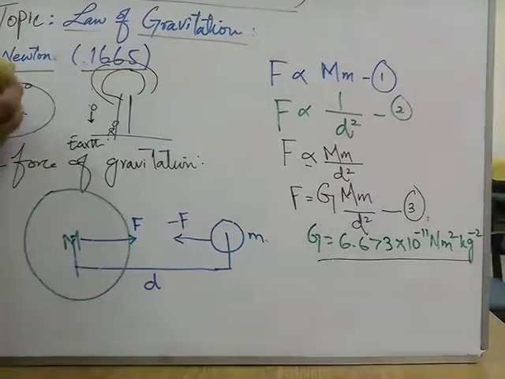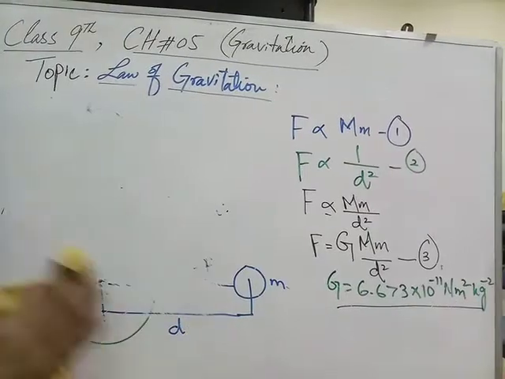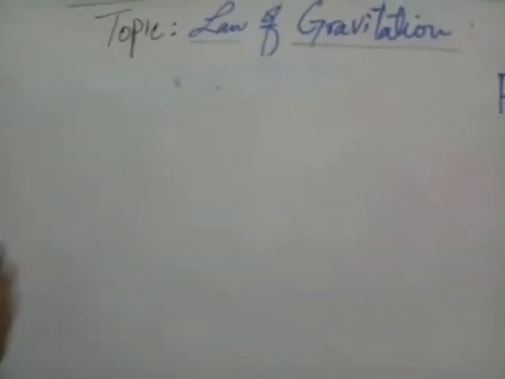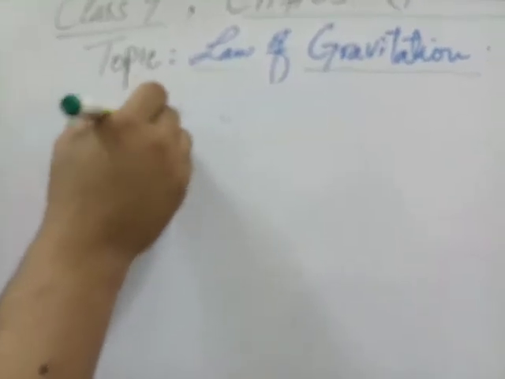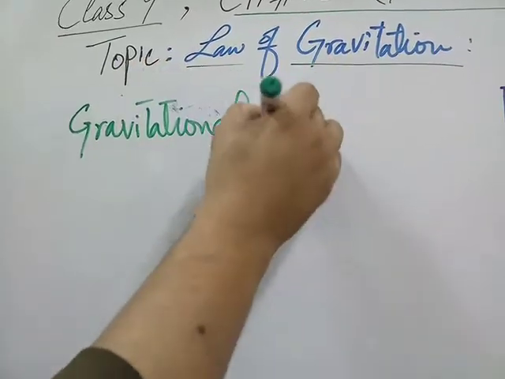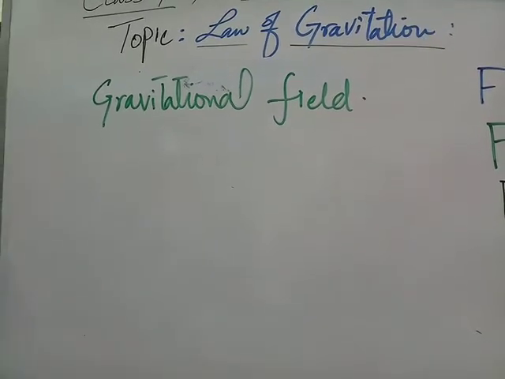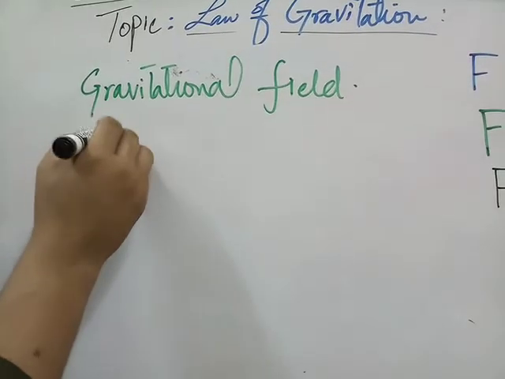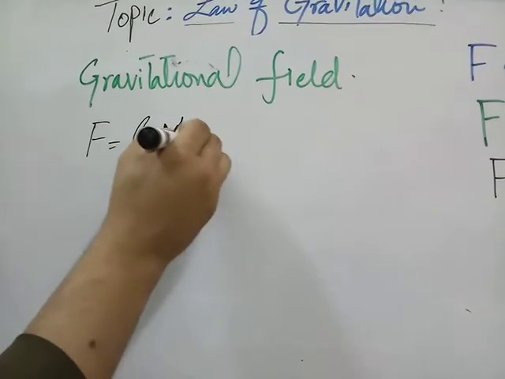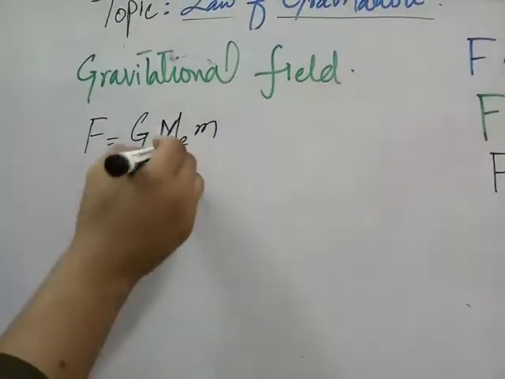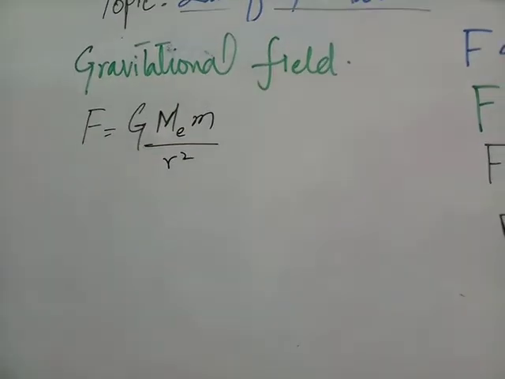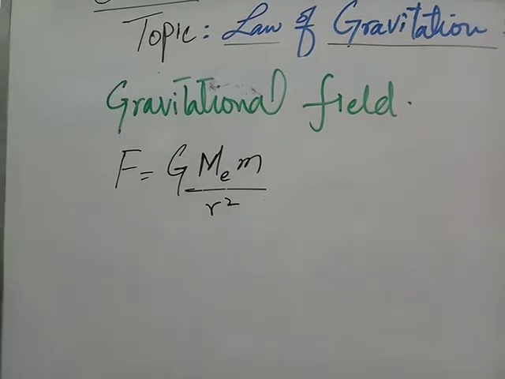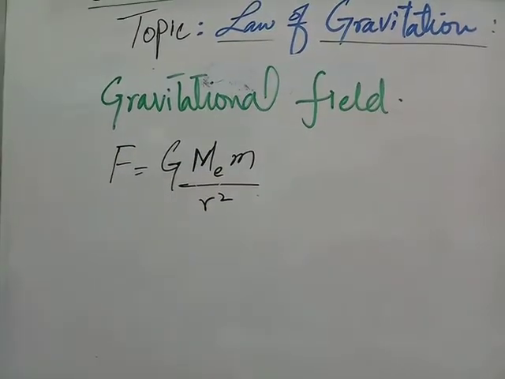There is a small topic on the next page, and that is the gravitational field. For the gravitational force between a body of mass m and the earth, we can write this gravitational force as F = G M m / r squared, where G is the gravitational constant, M is the mass of the earth, m is the mass of the small object, and r is the distance between their centers.